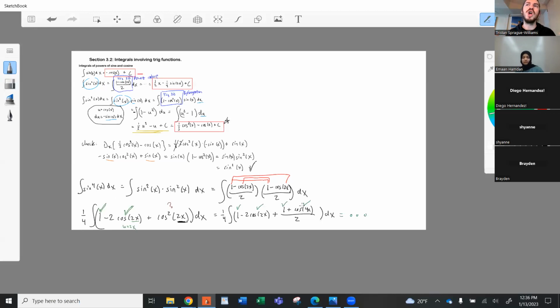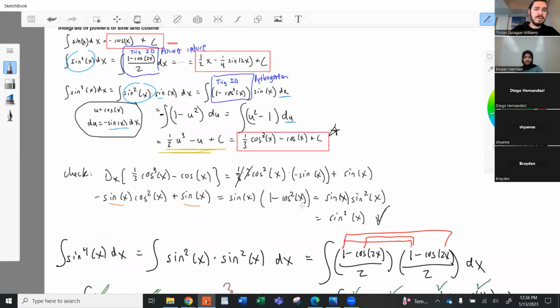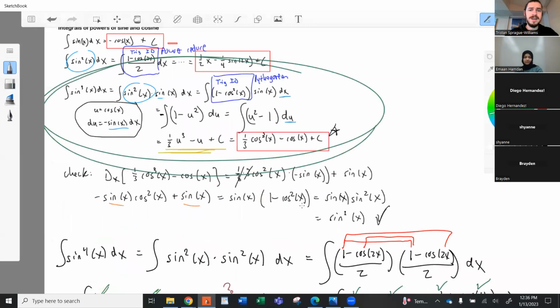Okay, it feels almost recursive, right? Writing complicated things in terms of slightly less complicated things, and then if you can always do that, then you can always integrate everything. Okay. So that's even powers. If you have higher odd powers of sine, you can use a similar strategy to what we did on sine cubed.